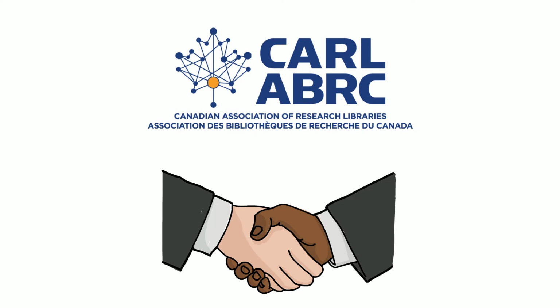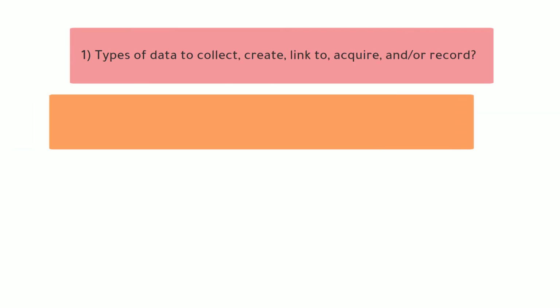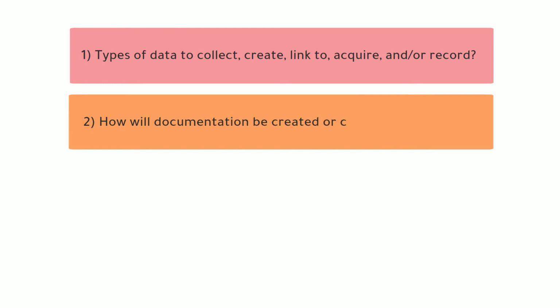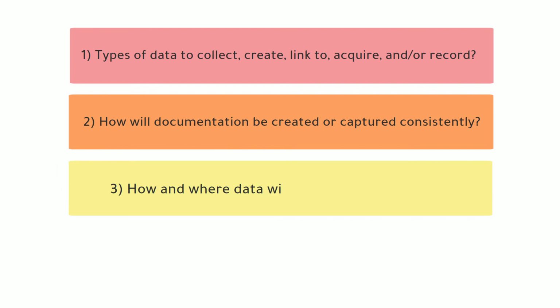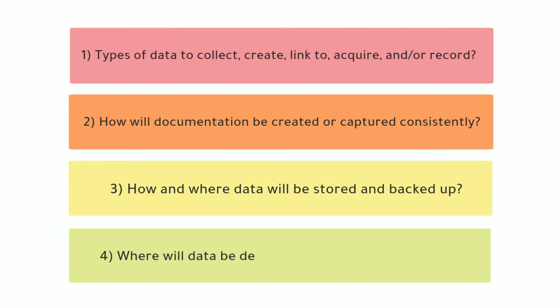data management. Through using DMP Assistant, you will be able to develop a DMP through answering a series of key data management questions. For example, what types of data will you collect, create, link to, acquire, and/or record? How will you make sure that documentation is created or captured consistently throughout your project? How and where will your data be stored and backed up during your research project? Where will you deposit your data for long-term preservation and access at the end of your research project?